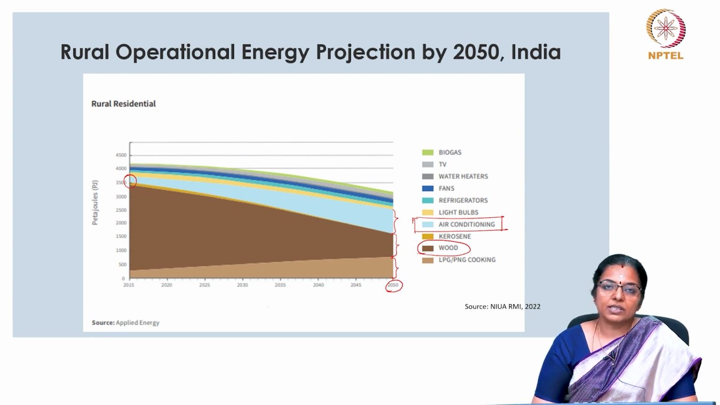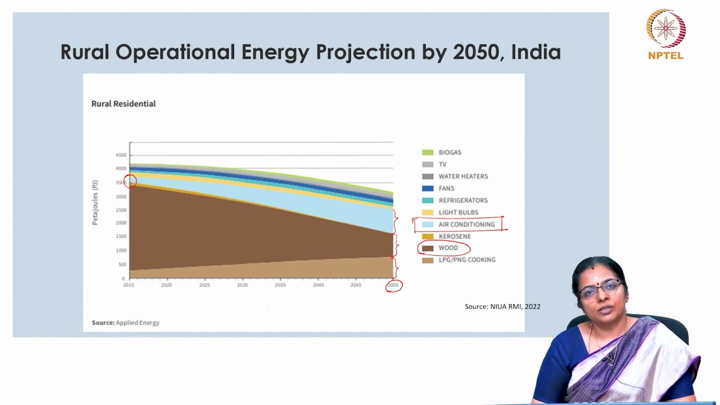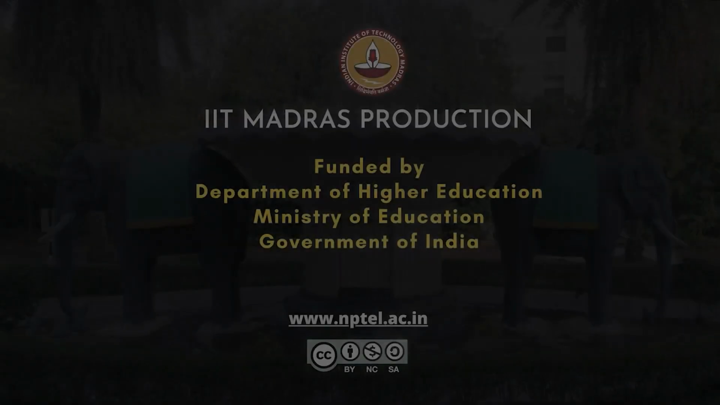So, today we have seen operational energy, operational carbon, what is the global scenario, what is the Indian scenario, and what do projections talk about operational energy consumption in the urban area as well as in the rural area. We will come back with another interesting topic in the next class.